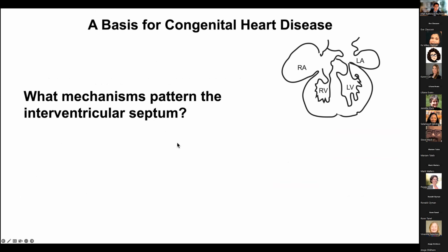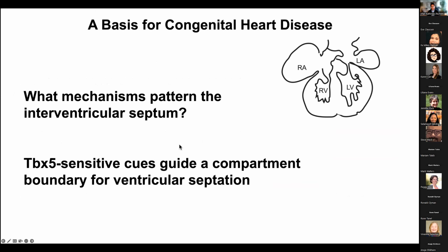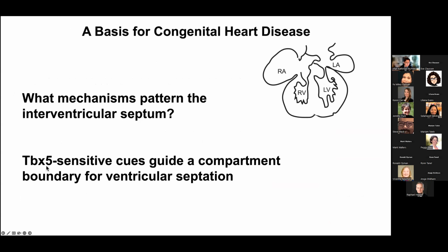And the take-home message today: I'm going to talk about a transcription factor, TBX5, which is linked to congenital heart defects. This was shown in the late 90s. And I'm going to provide evidence that we define a TBX5-dependent pathway of some guidance cues that regulate what's known as a compartment boundary or a lineage boundary for normal ventricular septation.